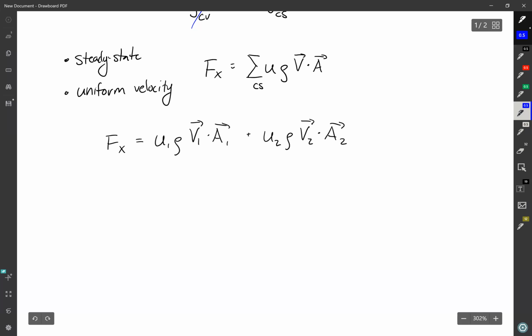And now we can make an observation, right? u2 equals 0 because it stopped in x at your hand.